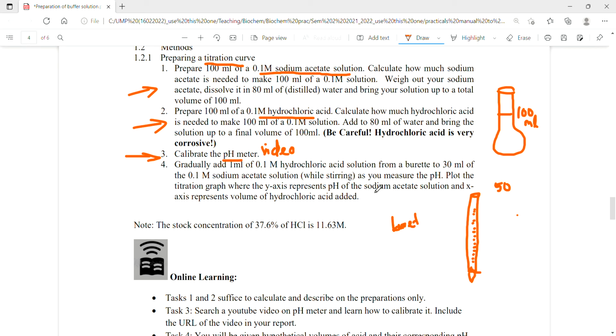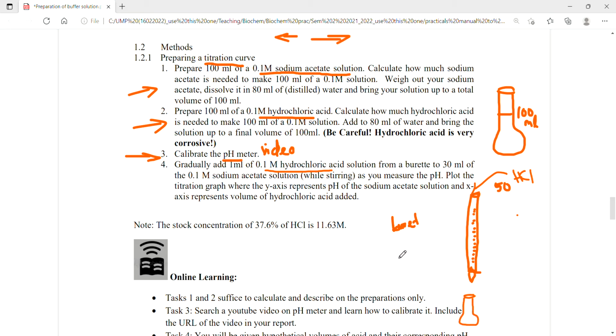So what you do is the 0.1 molar hydrochloric acid is to be poured inside the burette. Next, at the bottom you have a flask. Yeah, a flask. And then you put 30 ml.